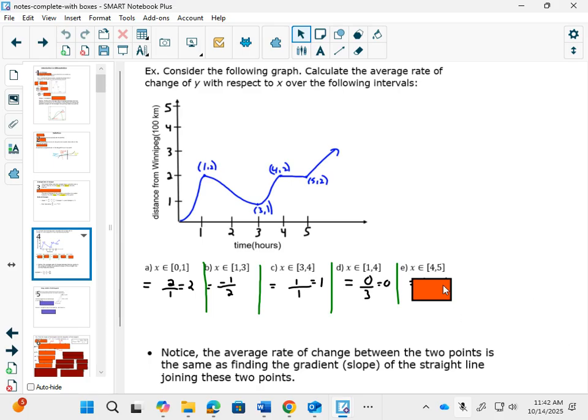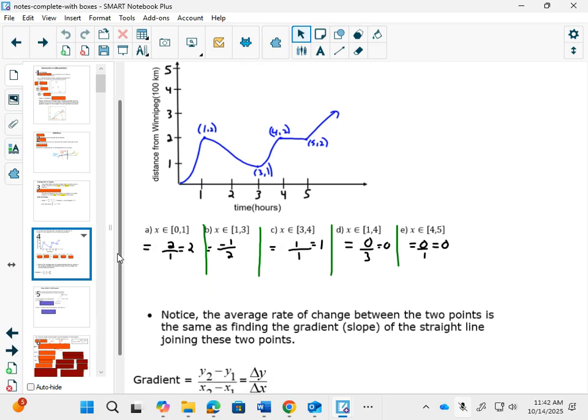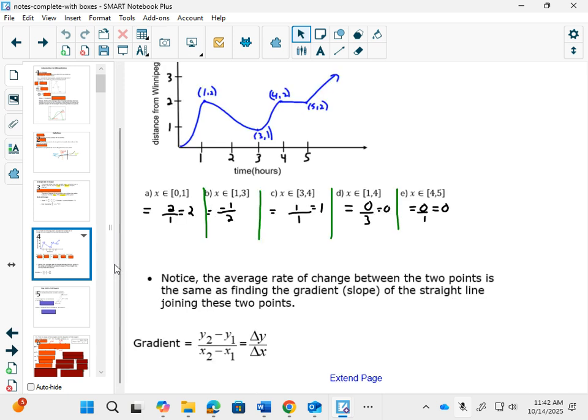And the last one, see if you got it right. Also a change of 0. So all we're doing, to find average rate of change, is connecting two dots and finding the slope of that line. And the slope is always your change in y over your change in x.